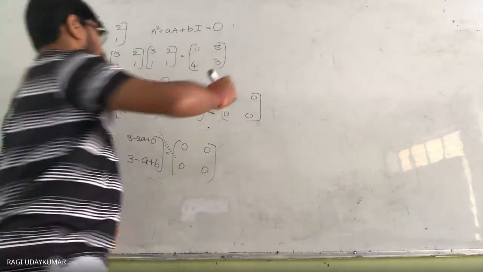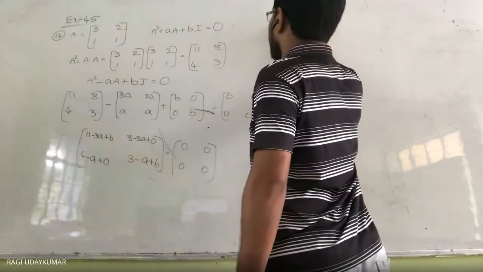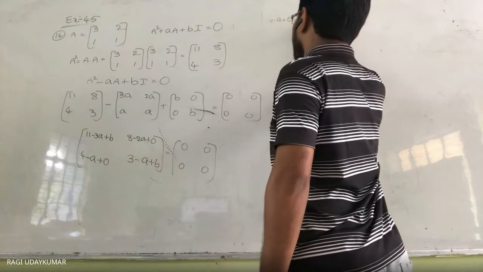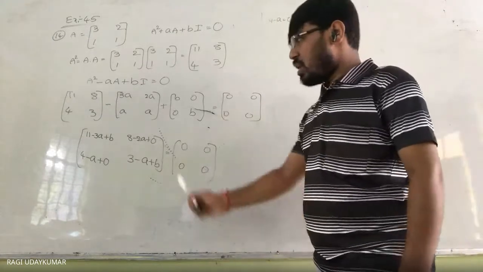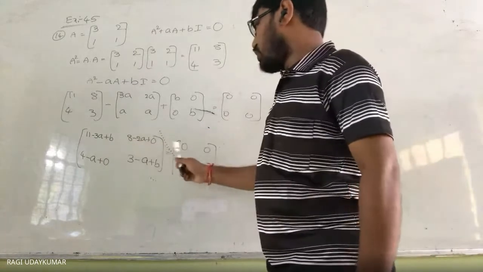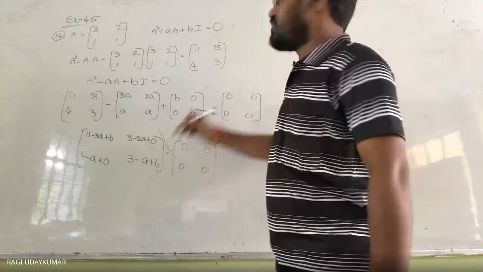So from this, you can say that I am making 4 minus a equal to 0. This implies a is equal to 4. You can take this one also equal to 0. Now, this one is equal to 0, this one also equal to 0. So this is the better, simpler way.